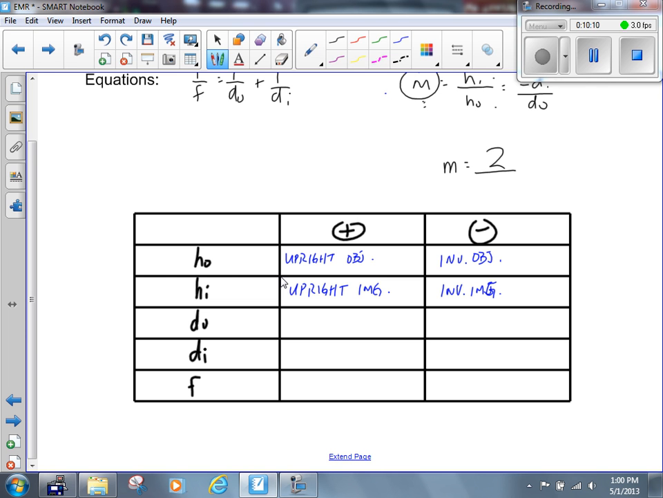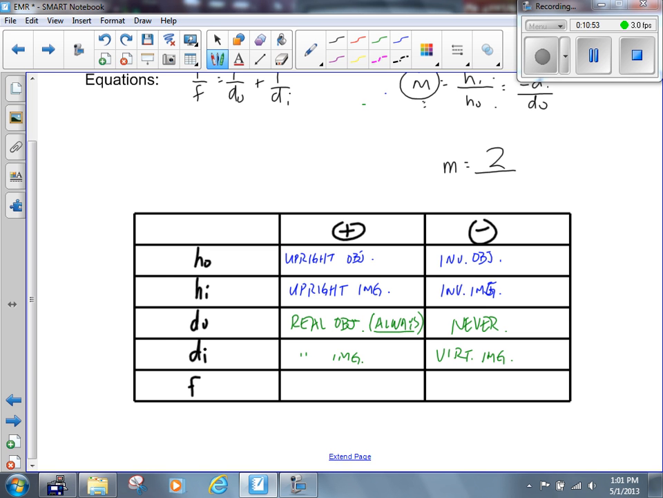DO. When is DO positive? That might have been a bad one to do first in this group of 3 at the bottom. DO is always positive. Why? Because DO is always real for us in Physics 30. It's not based on whether it's right side up or upside down. It's based on whether it's real or virtual. And for us, DO, the object distance, will always be real. So DO is always going to be a positive number for us. DO is never going to be a negative number. DI, it's positive when you have a real image, and it's negative when you have a virtual image.